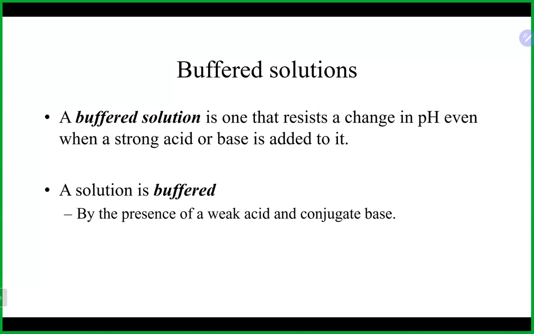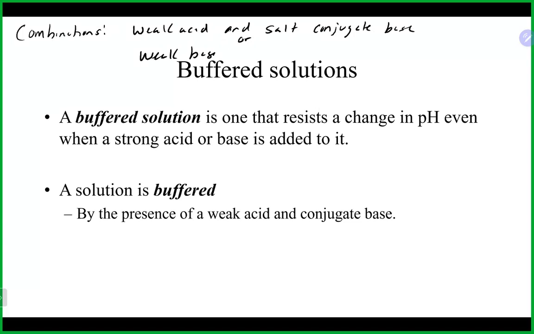Again, sometimes people have a misconception about that. They think a buffer has got to be a neutral solution. Again, that's not the case. You definitely could have an acidic buffer, a basic buffer, or a neutral buffer. It doesn't matter. What makes up a buffer is basically one of two combinations. It's either a weak acid and the salt of its conjugate base, or you can make a buffer up of a weak base and the salt of its conjugate acid.